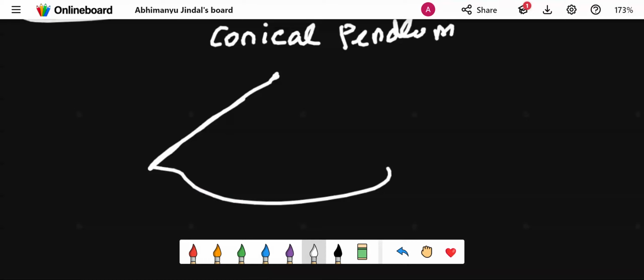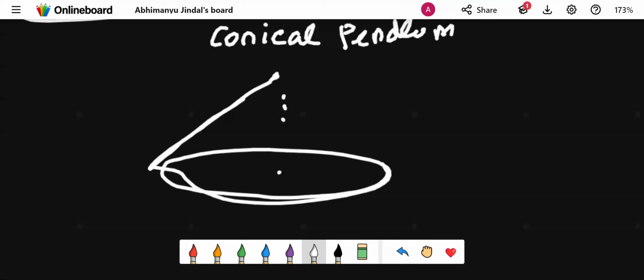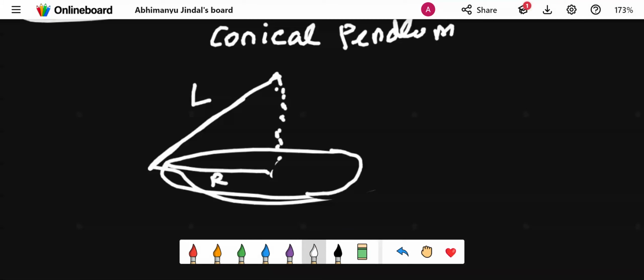Basically, it's like this. You feeling me? This is the center, and let's say this is length L, and it's moving in a horizontal plane like this. So basically you take a string and you make it move in a horizontal plane this way. This is the dotted line. This is the axis, and this is the radius of that circle in which it's moving. Right, this is the radius.